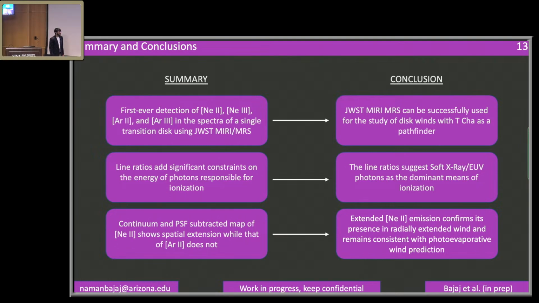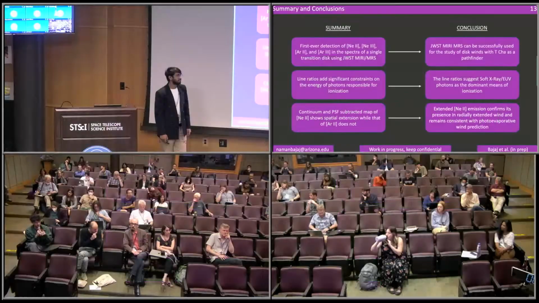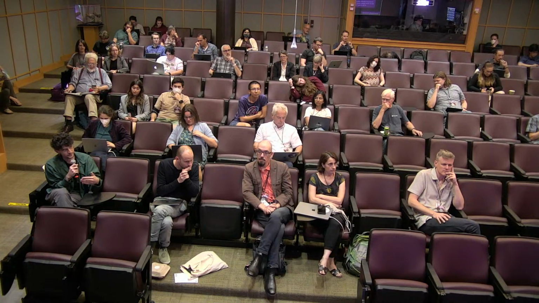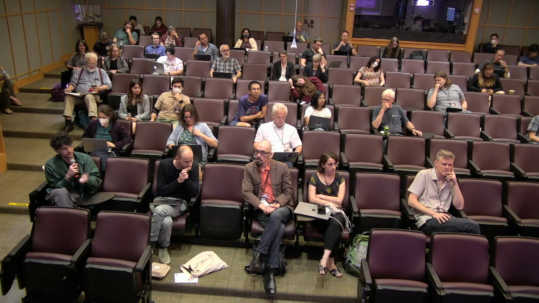Hi, Kieran Rogers, Leiden University. So you were trying to work out what the excitation mechanism was and what the energy of the photons was, and you came to the soft X-ray or extreme UV. Where did those photons come from? Is that from accretion or from the accretion flow? Yeah, the chromosphere and the accretion shock.